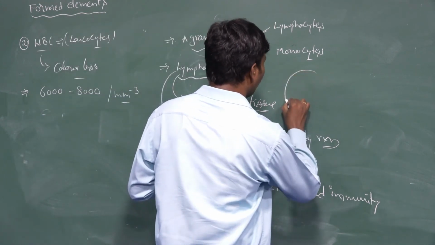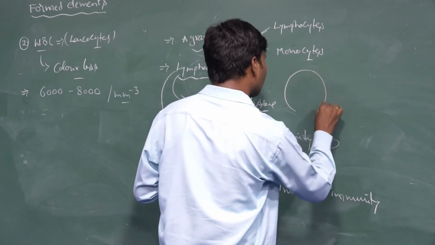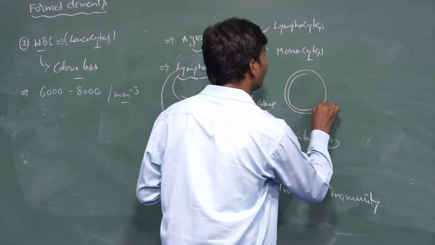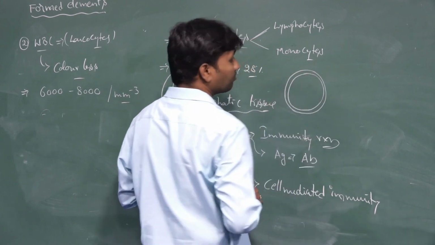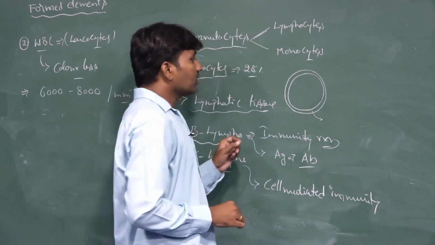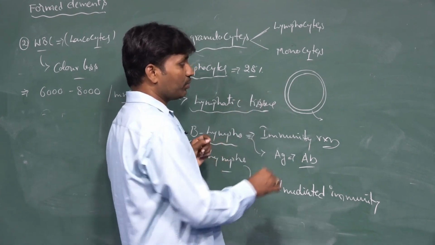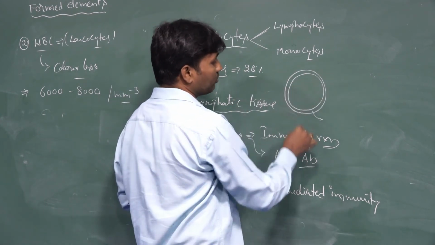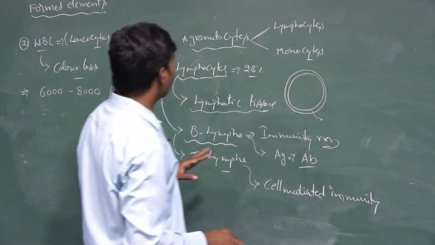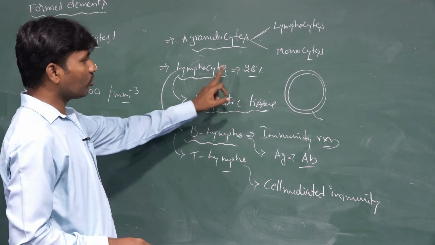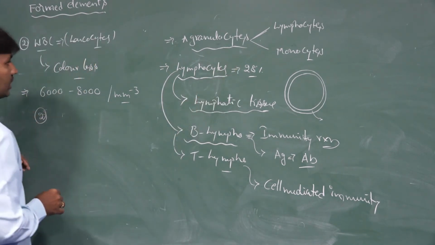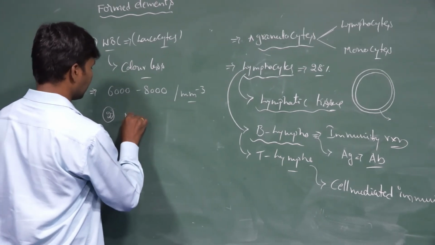Regarding the structure of the lymphocytes, these cells are also circular, but a large nucleus is present. There is only a very small amount of cytoplasm, and in this cytoplasm there are no granules. So like this, the lymphocytes are formed. These are the 28%.